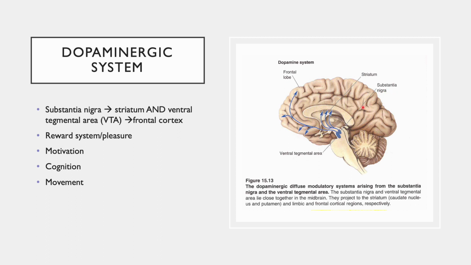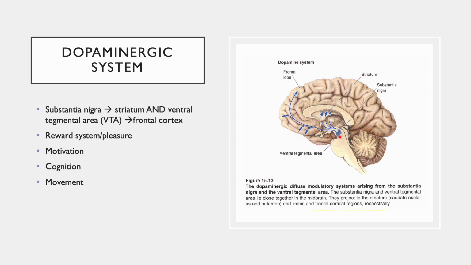So the basal ganglia is heavily involved in movement, but these areas are also important for our reward and pleasure systems. The projections here actually stop at the nucleus accumbens, which is right under the caudate. This is a reward center of the brain, so anytime we do something that's pleasurable, that feels good to us, this area is going to be activated.